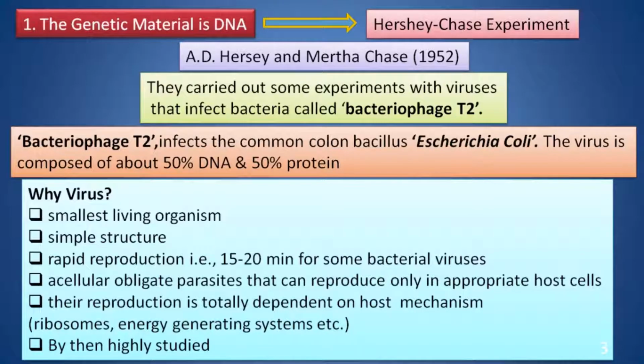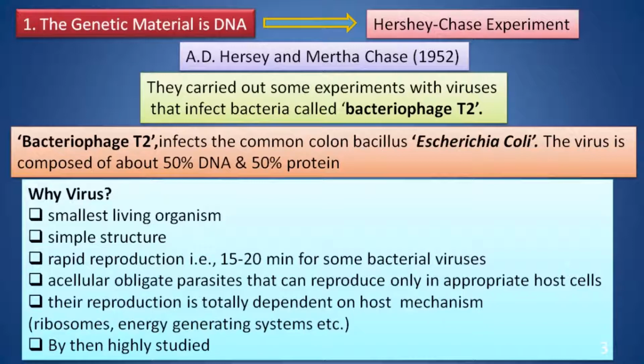So, the genetic material is DNA. This is Hershey and Chase experiments. A.D. Hershey and Martha Chase in 1952 carried out some experiments with viruses that infect bacteria, called bacteriophage. They used bacteriophage T2, which infects the common colon bacillus, that is Escherichia coli. This virus is composed of about 50% DNA and 50% protein.